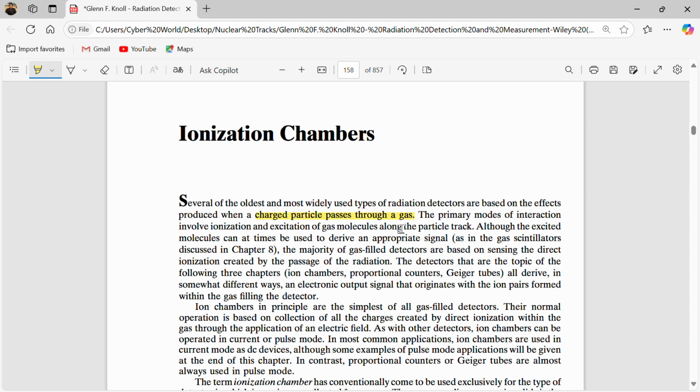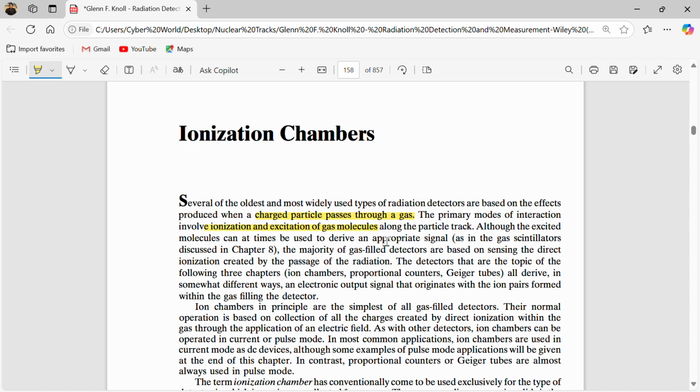The primary modes of interaction involve ionization and excitation. So two things happen after the interaction of the charged particle with the gas: ionization happens, and the other is excitation of the gas molecules, because gas is made up of small molecules, along the particle track. Although the excited molecules can at times be used to derive an appropriate signal, because when they excite or de-excite they show some signals, we can verify those in detectors.